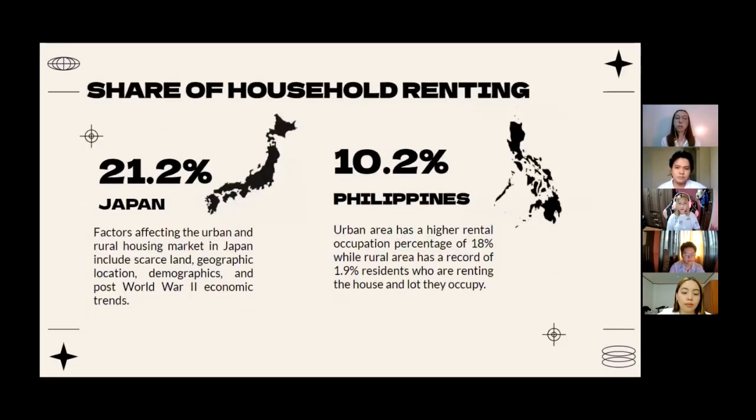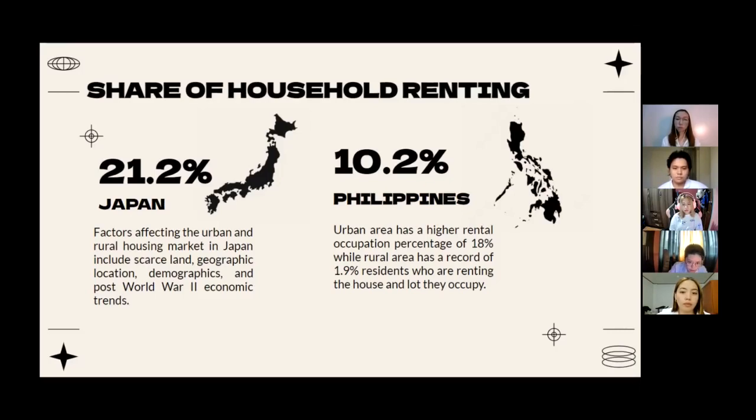So to begin with, allow us to share the 2020 data of the share of households renting in Japan and the Philippines. Kay, please start with Japan. So for Japan, in 2020, the share of households renting dwellings and land in Japan stood at about 21.2%. Rental units account for 35.6% of the total number of occupied housing units, and the share of private rental housing has steadily increased. However, these rental units are significantly smaller than owned houses.